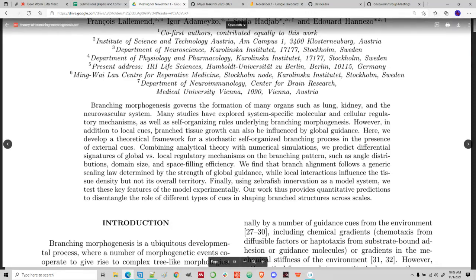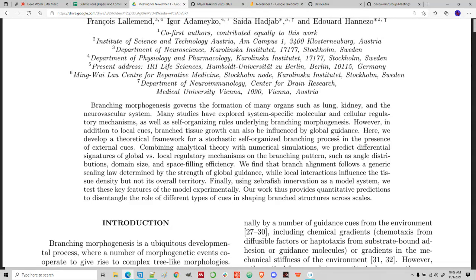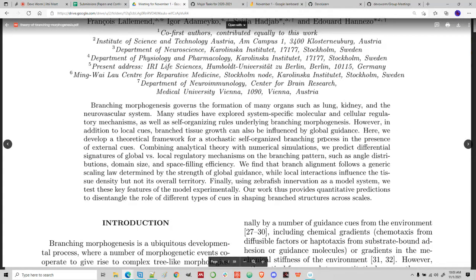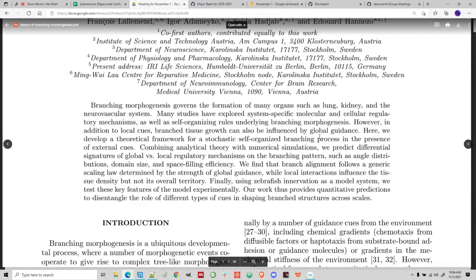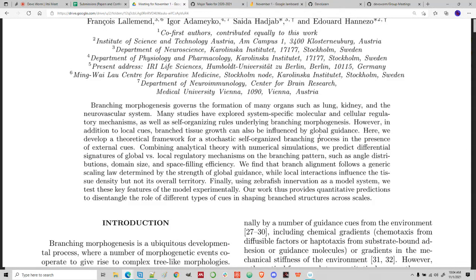In addition to local cues, branch tissue growth can also be influenced by global guidance. So now we have these local cues between cells, like you might see in a cellular automata. But you also have this global guidance, which is where this tissue is branching, and sometimes it's fractal in nature. You start with large branches, and then they become progressively smaller. That requires some global guidance, not something conscious or supervised by the entire organ, but just something that is beyond small groups of cells.